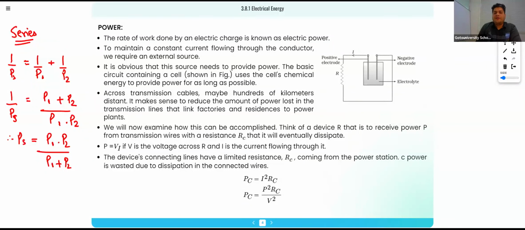What for parallel? For the case of parallel, it will be simple. In parallel, your power will be P1 plus P2. That's it. Okay. In series, it will be P1 into P2 over P1 plus P2. And in parallel, it will be P is equal to P1 plus P2.